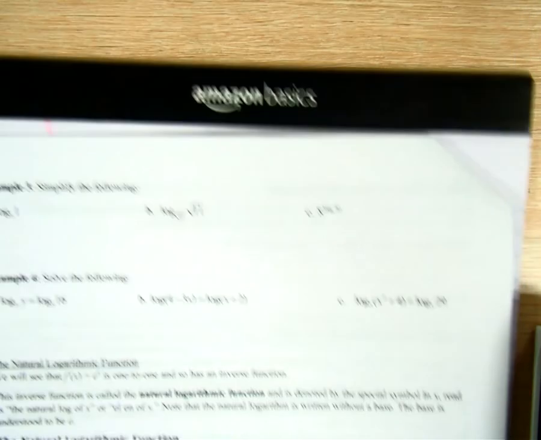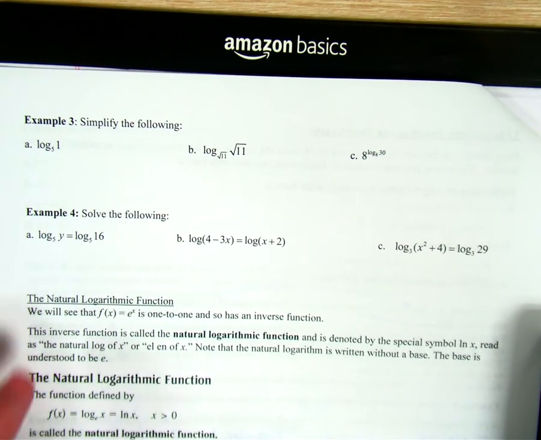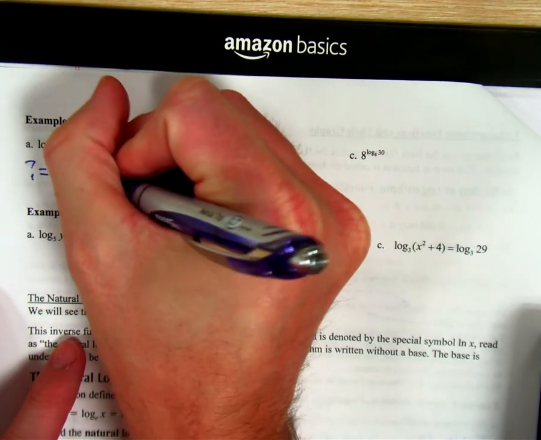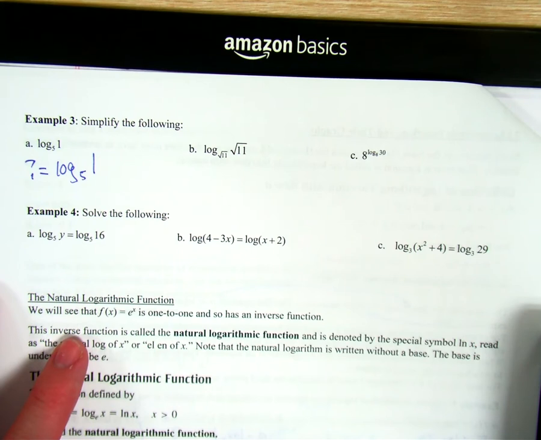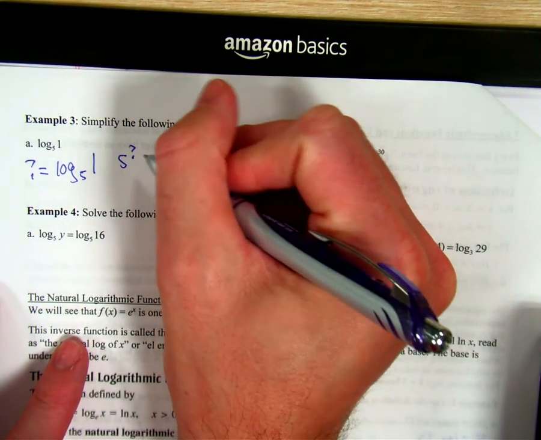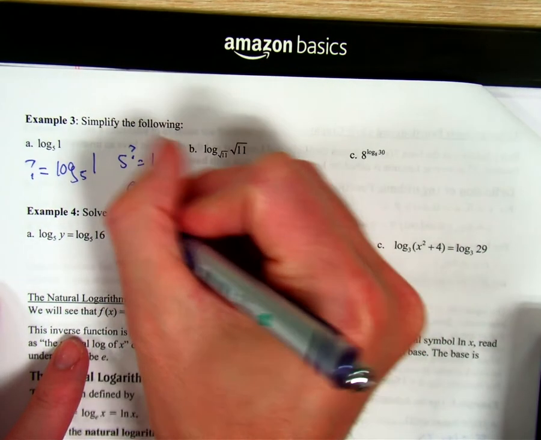Let's do some math. Simplify. Log base 5 of 1. So what is the power of 5 that gives me 1? Or think about it like this: 5 to what power equals 1? It's 0.